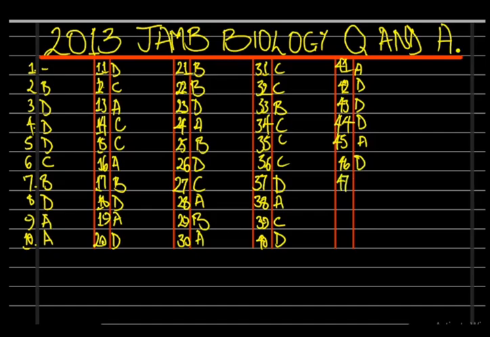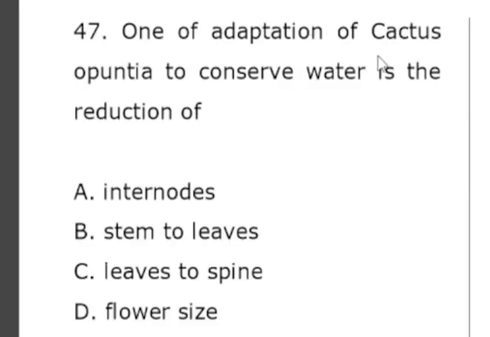And then we have question 47. One of the adaptations of Cactus obtusa to conserve water is the reduction of A. Internodes, B. Stems to leaves, C. Leaves to spines, and D. Flower size. Cactus obtusa are plants that are found majorly in the deserts. They are found in very dry environments that lack water.